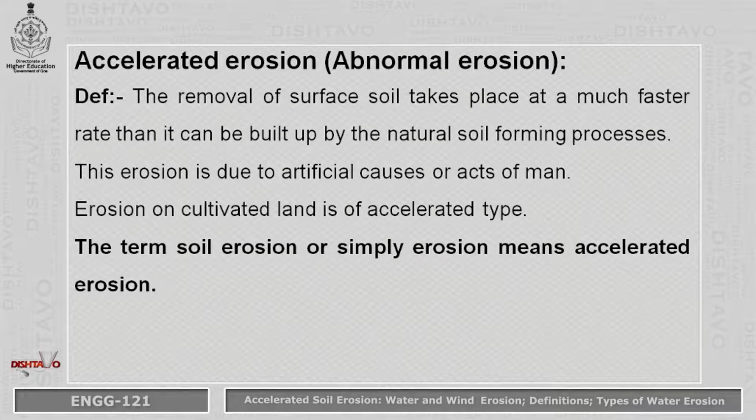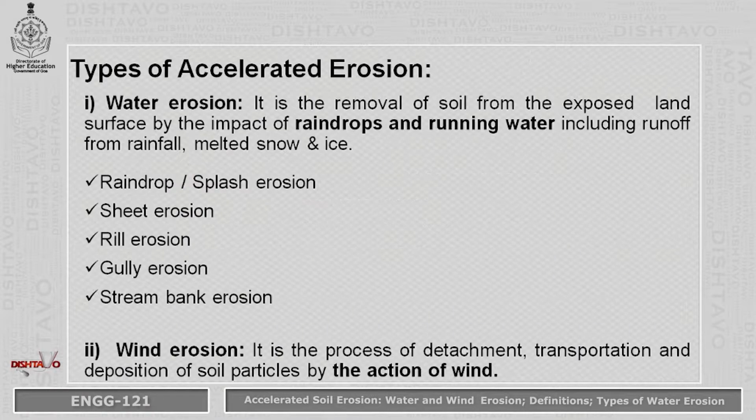Accelerated erosion is also called abnormal erosion. The removal of soil from the soil surface takes place at much faster rate than geological erosion. It is called accelerated erosion. This erosion on cultivated land is called accelerated erosion. The term soil erosion simply means the accelerated erosion. In this soil erosion, we are not considering geological erosion. Only accelerated erosion is considered on cultivated land.